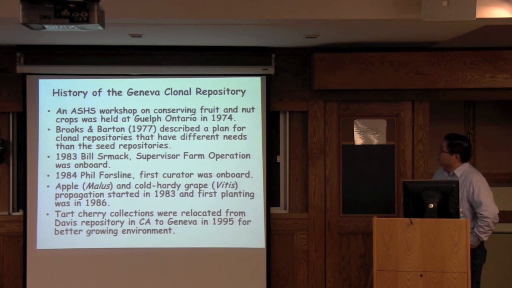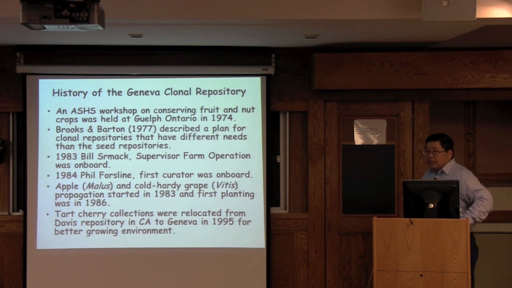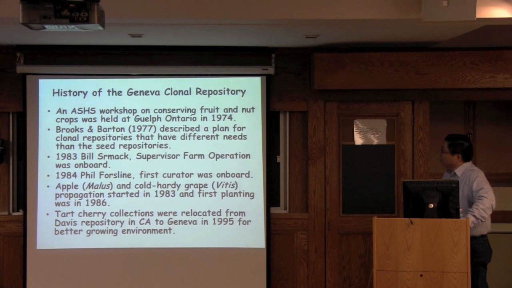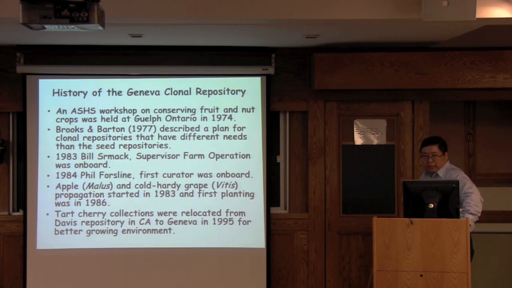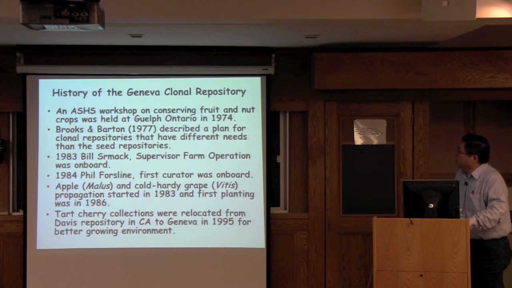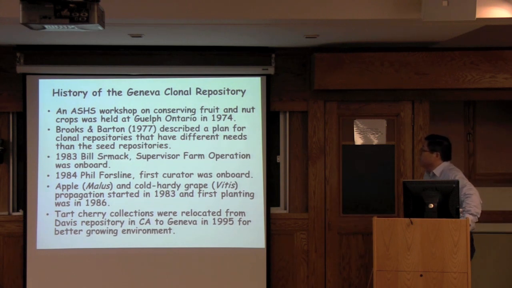Some history about how the Geneva Clonal Repository came about. In 1974, there was an American Society for Horticultural Science workshop on the topic of conserving fruit and nut crops, held in Guelph, Ontario, Canada. Later, Brooks and Barton, based on that meeting, described a plan for a clonal repository, arguing that it has really different needs than a common seed repository.